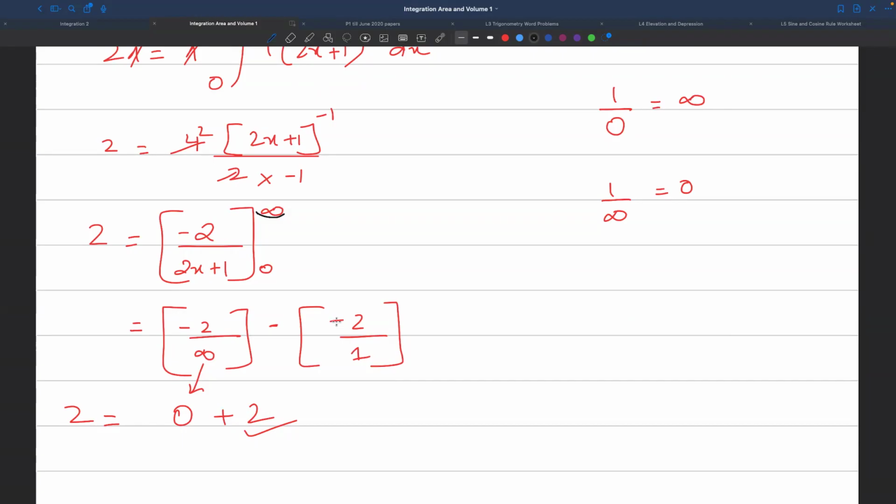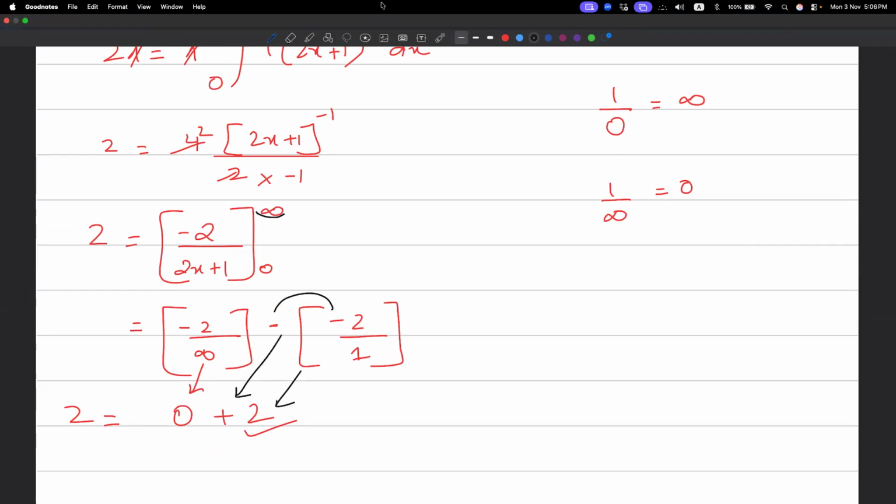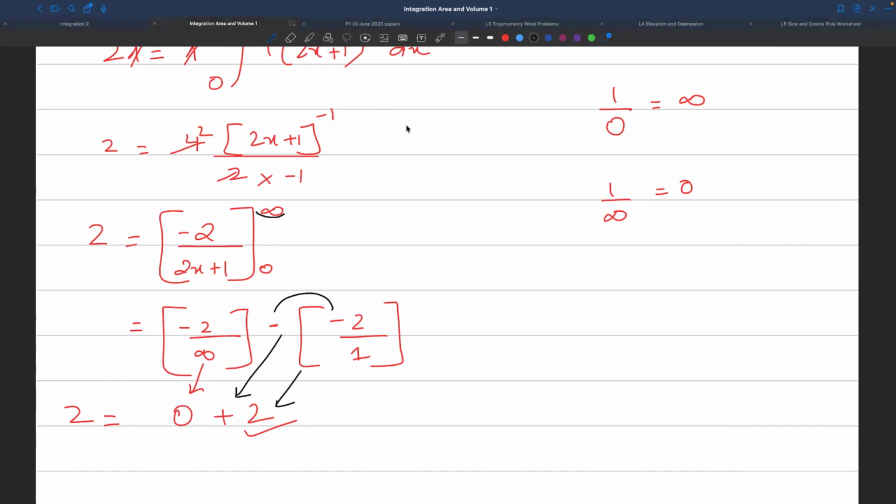So minus 2 upon 1 is minus 2, right? And minus minus becomes a plus. So minus 2 upon infinity is 0. This becomes minus minus plus and 2. So I just had to show the answer will be 2 pi, okay? And I've shown it.